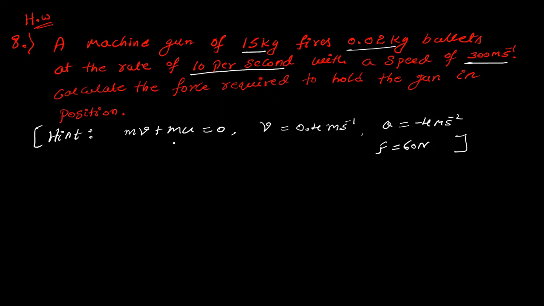Okay, use this formula given in the hint, find out the velocity from this. So this is the mass of the bullet. You can take the capital M as the mass of the gun, and small m is the mass of the bullet, and find out the V value. You get this. Then use the formula V is equal to U plus AT, find out the acceleration, and then use the formula F equal to MA, you will get 60 Newton. So this is the force required to hold the gun.